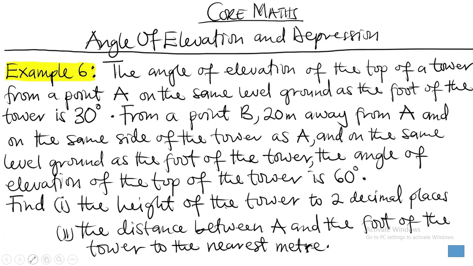Now let's read it for the last time to enhance our understanding. The angle of elevation of the top of a tower from a point A on the same level ground as the foot of the tower is 30 degrees. From a point B, 20 meters away from A, and on the same side of the tower as A, and on the same level ground as the foot of the tower, the angle of elevation of the top of the tower is 60 degrees. Find the height of the tower to 2 decimal places and the distance between A and the foot of the tower to the nearest meter.